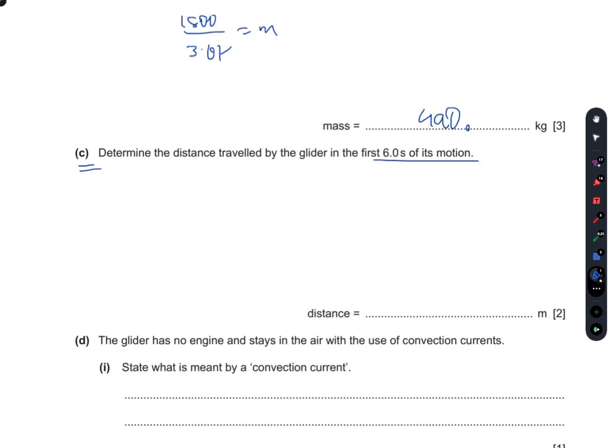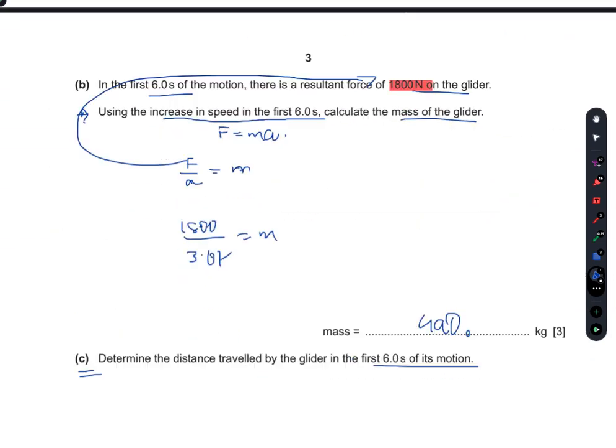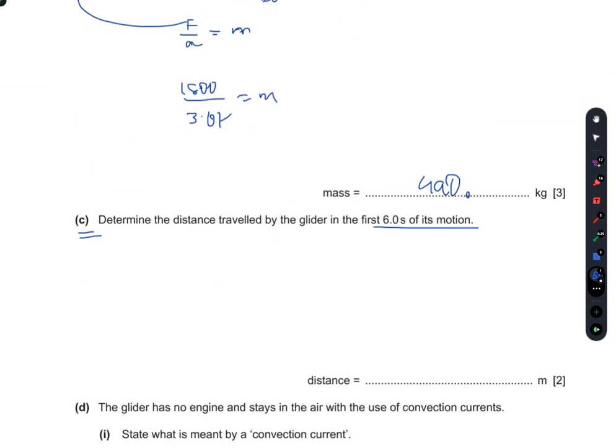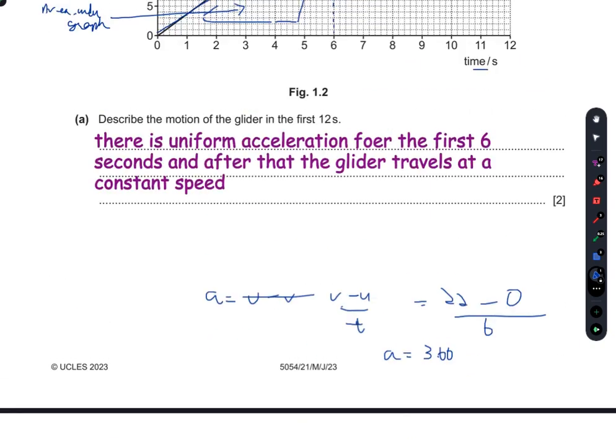So you can use either the second equation of motion or you can use the area under the graph, but I will simply use the second equation of motion, which is distance traveled is equal to ut plus half at squared. The initial velocity is 0 here, so 0 into time will become 0. Acceleration is 3.67.